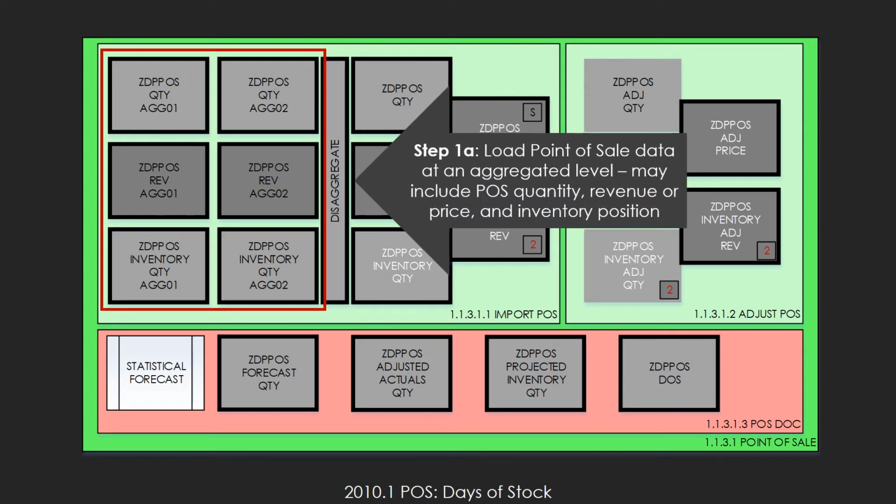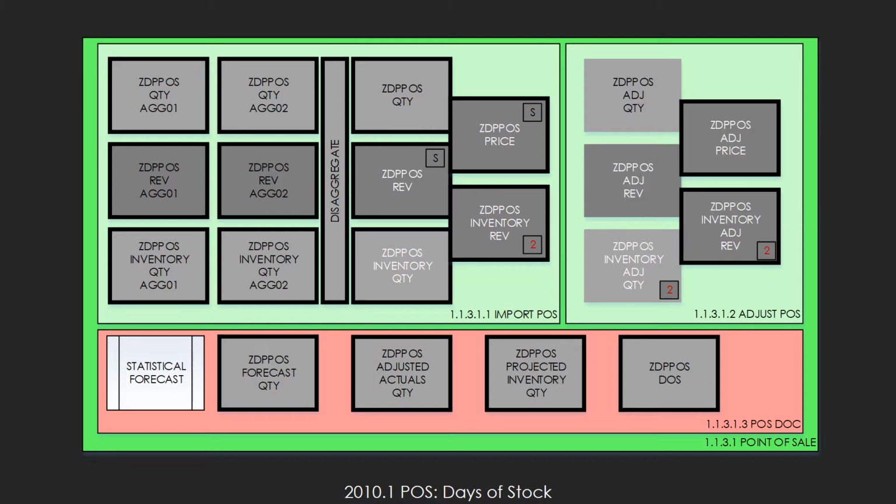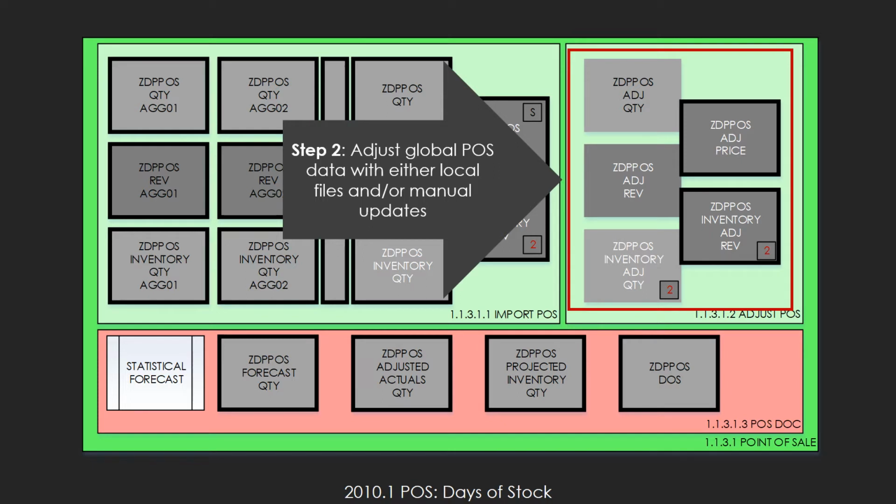Step 1A, we load point of sale data at an aggregated level, which may include point of sale quantity, revenue, or price, as well as the customer's inventory position. Step 1B, we disaggregate the point of sale data to week, product, location, customer, or the appropriate planning level for your business. Step 2, we adjust the global point of sale data with either local files and/or manual updates.